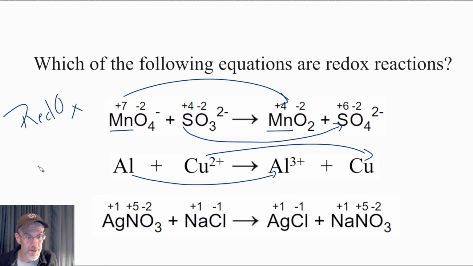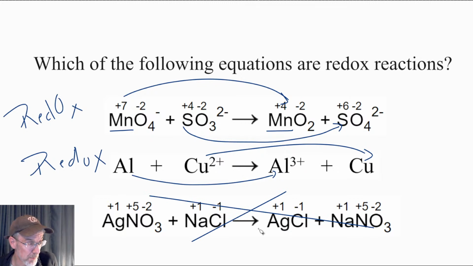If they change, it's redox. And the bottom one? Silver's +1, +1. Nitrogen +5, +5. Oxygen -2, -2. Na +1. Chlorine -1. Yeah, so this is not a redox reaction. It's a double displacement reaction. And double displacements are never going to be redox.